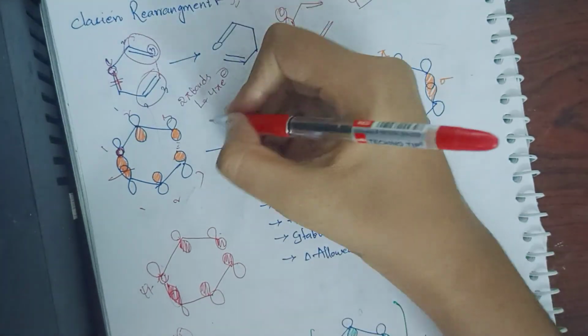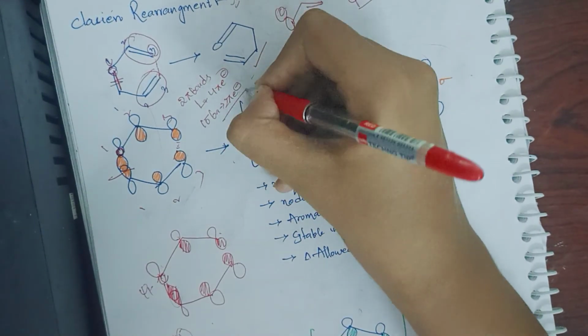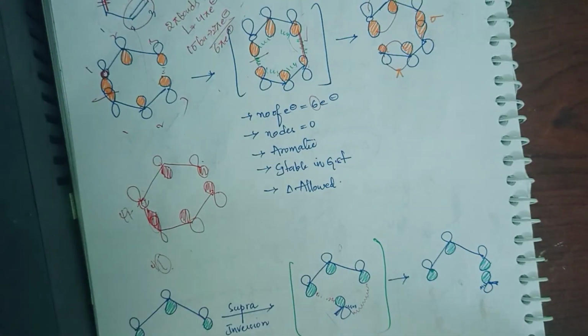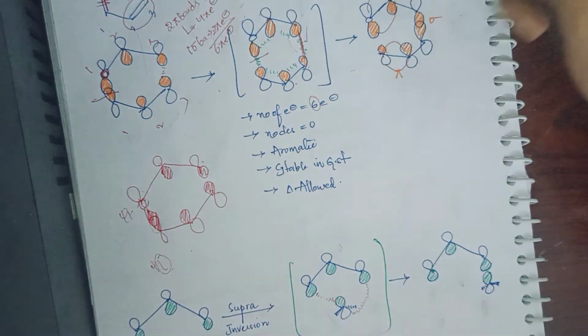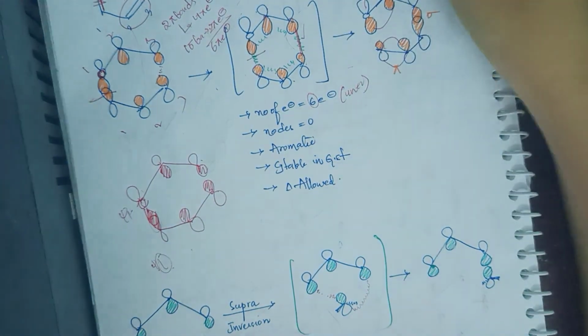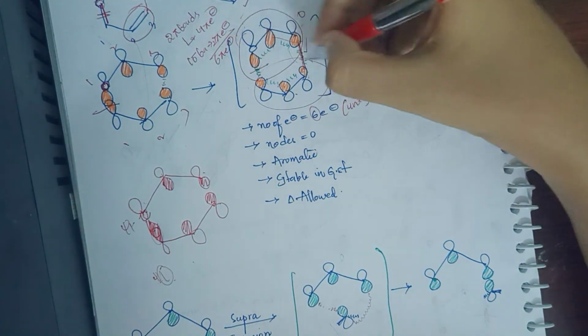One sigma bond is breaking, no? One sigma bond. So here you will have 2 pi, 4 plus 2, six electrons. So how many electrons? Six electrons. So it comes under which system? 4n plus 2 system. For the number of nodes, here I am taking 0 nodes. Even if I take 0, here also 0.